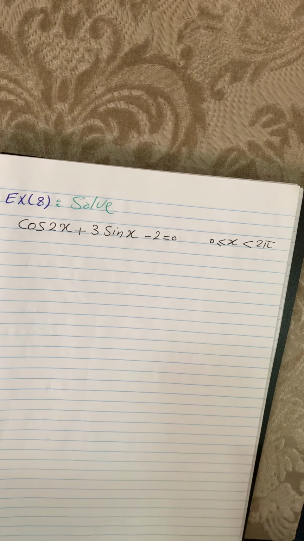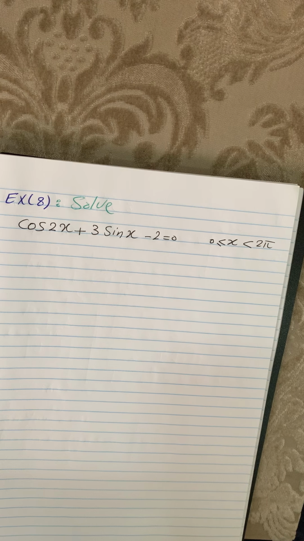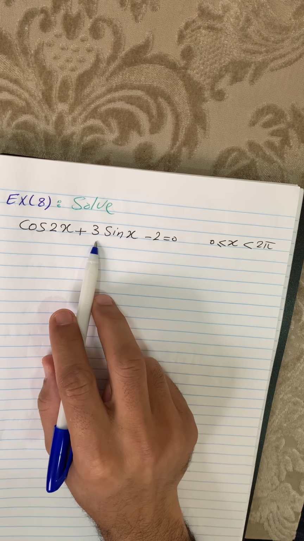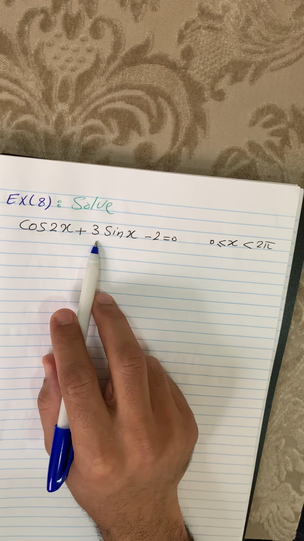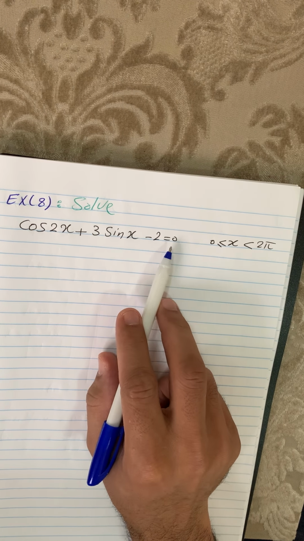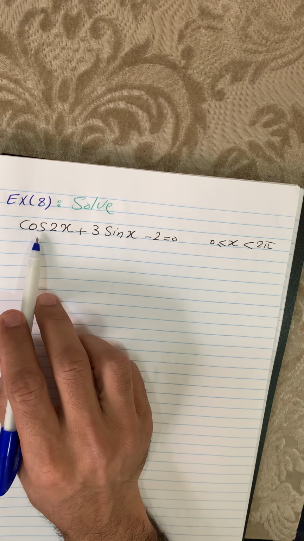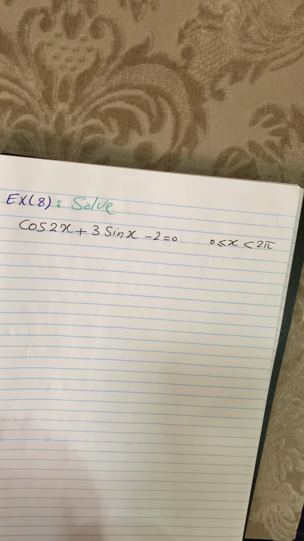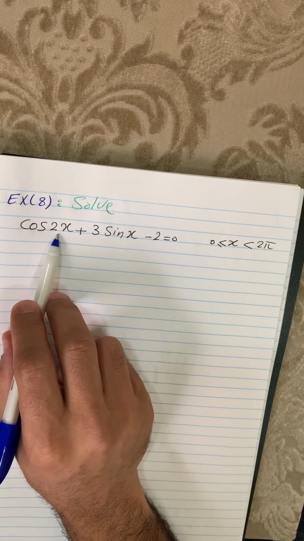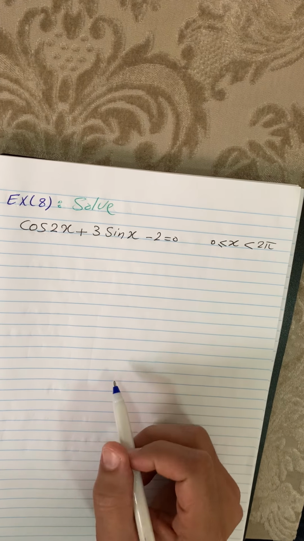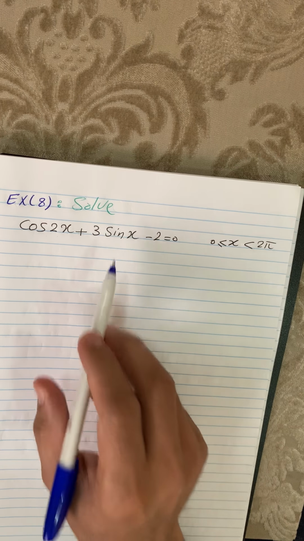In example number 8, it says here solve cosine 2x plus 3 sine x minus 2 equals 0. Put in your mind, in order to solve a trigonometric equation, it should be in the same trigonometric function. Cosine 2x and sine x, we cannot solve this trigonometric equation in this form. We have to convert one of them to be the other one.